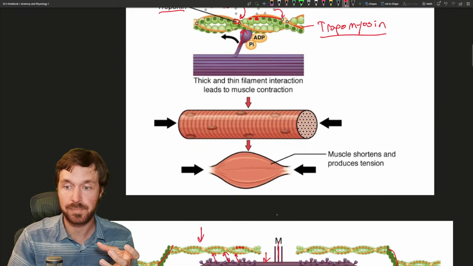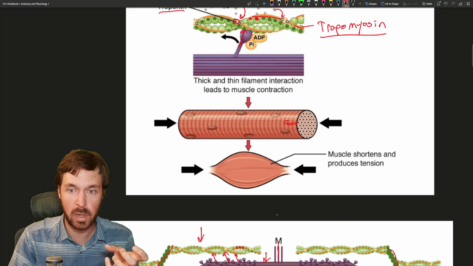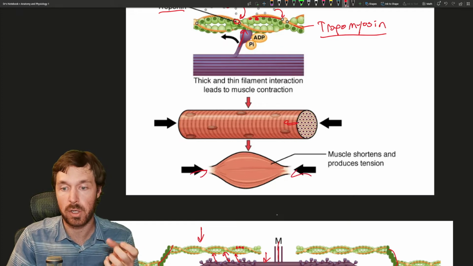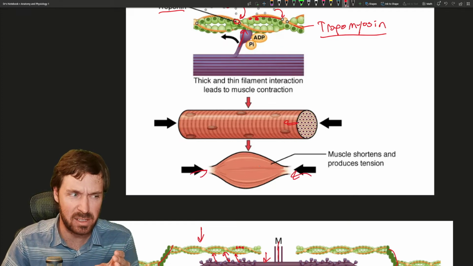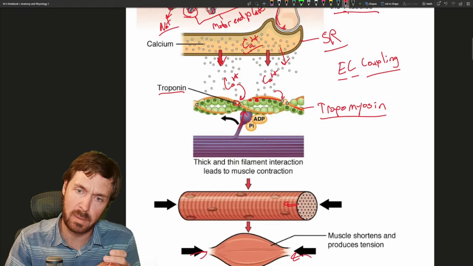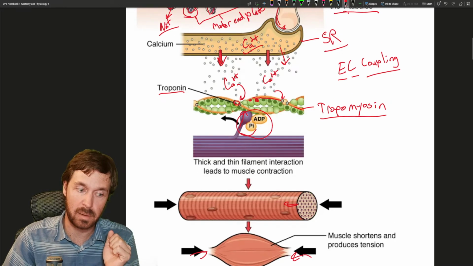And then everything shortens and you get a muscle contraction as a result. But there's still some more details we need to fill in there for the importance of ATP.